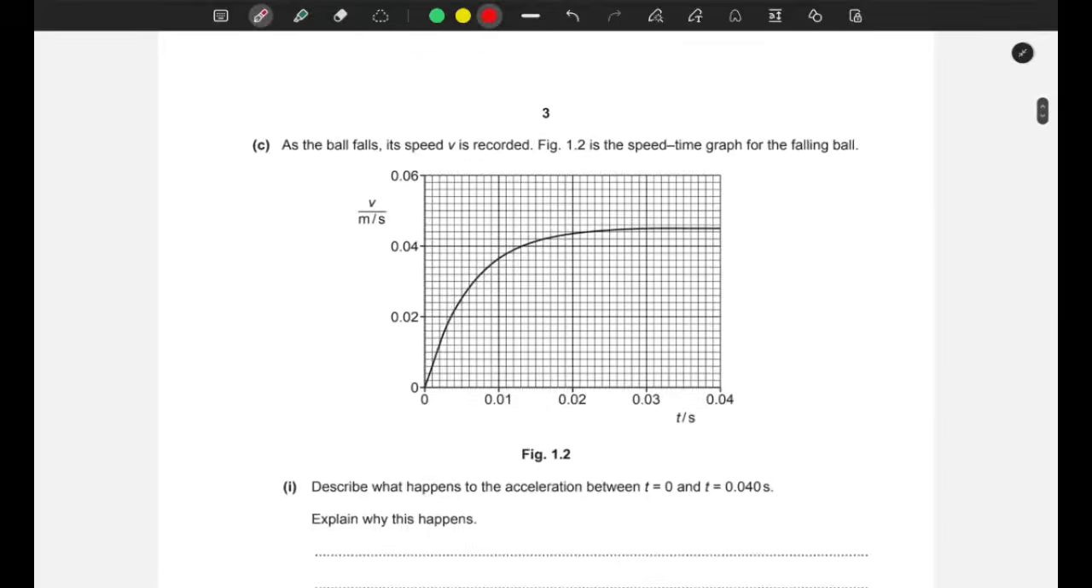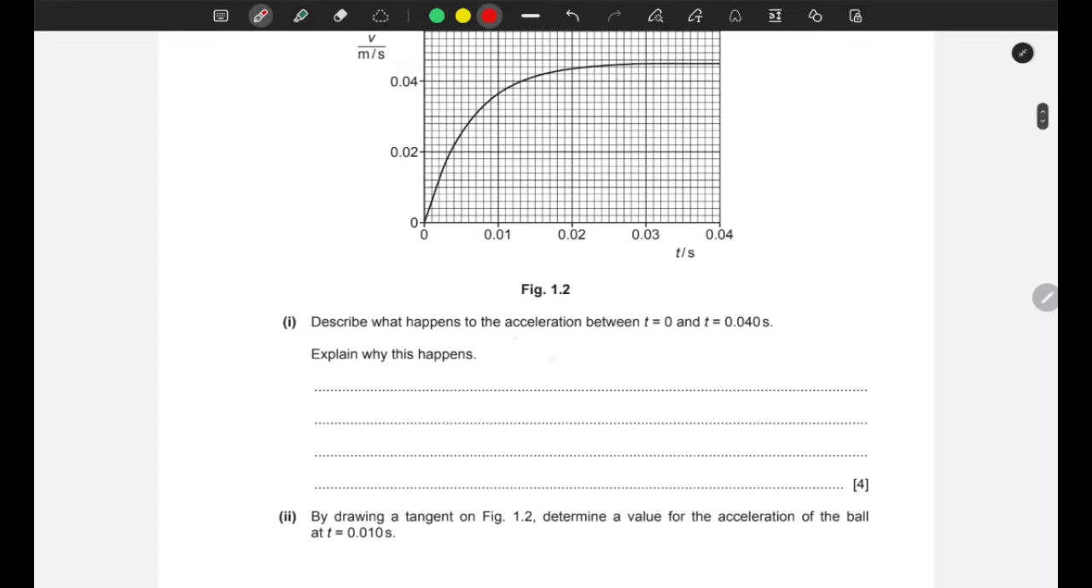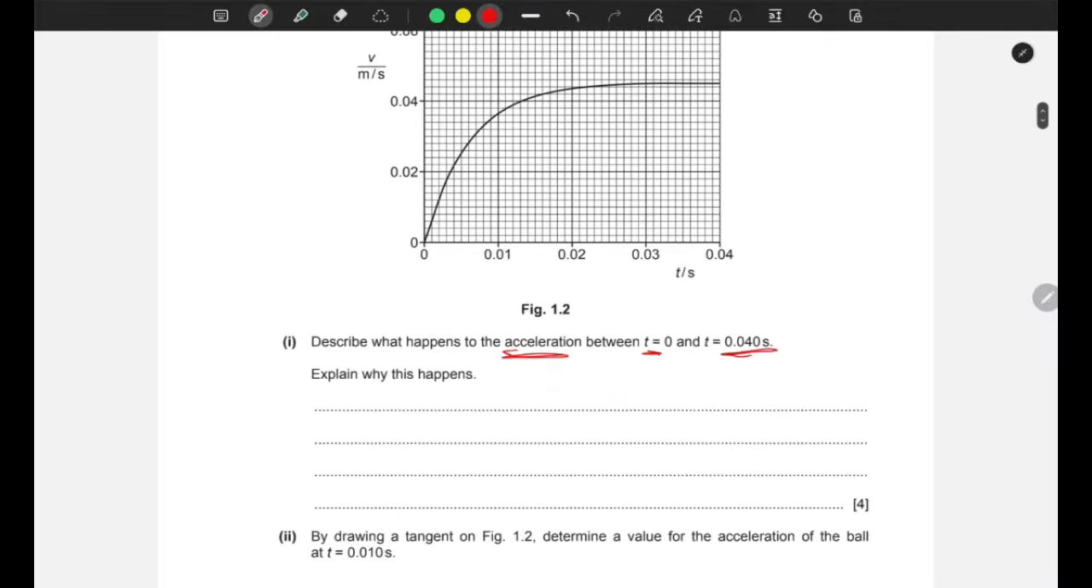Part C. As the ball falls, its speed v is recorded. Figure 1.2 is the speed time graph for the falling ball. Describe what happens to the acceleration between t equals 0 and t equals 0.04 seconds. Explain why this happens. Alright, so this is a question about terminal velocity.